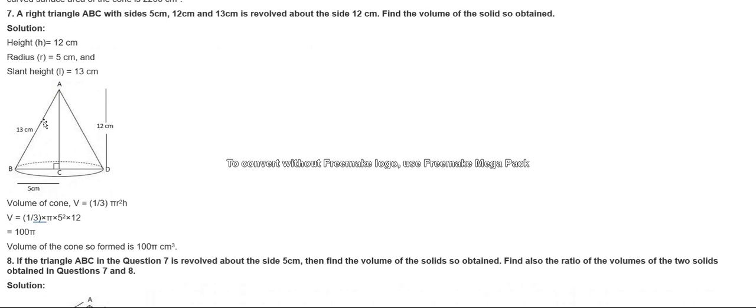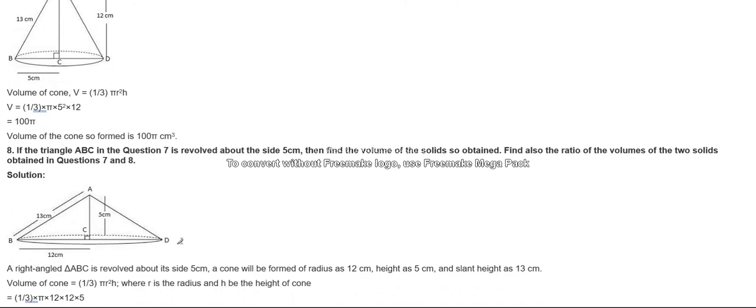So we get a cone where 5 is the radius, 12 is the height and 13 is the slant height. The formula we know is 1/3 pi r square h. So here we find 100 pi. You can also convert it into decimal by multiplying with 3.14. You can put the value of pi.